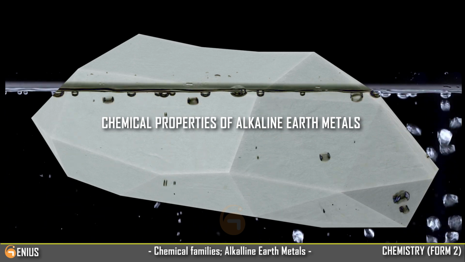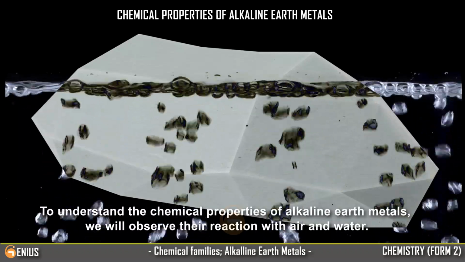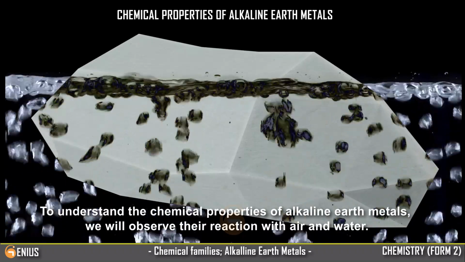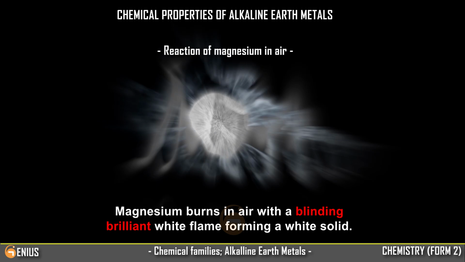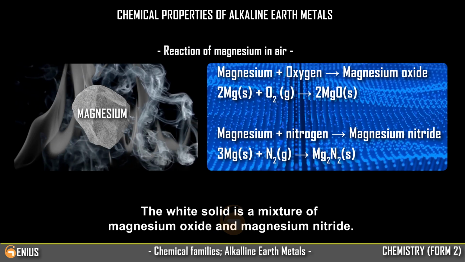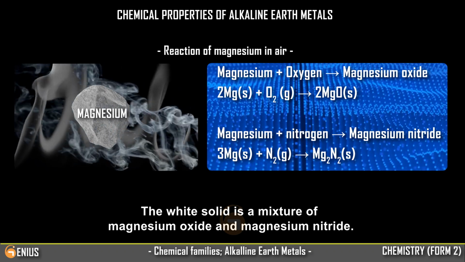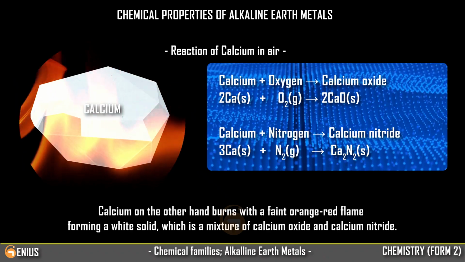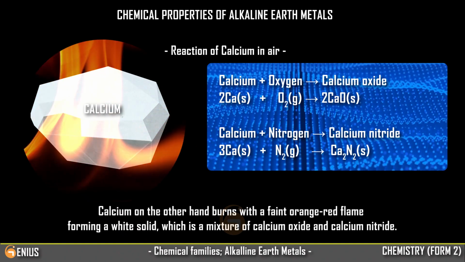Chemical properties of alkaline earth metals. To understand the chemical properties of alkaline earth metals, we will observe their reaction with air and water. Magnesium burns in air with a blinding brilliant white flame, forming a white solid. The white solid is a mixture of magnesium oxide and magnesium nitride. Calcium, on the other hand, burns with a faint orange-red flame, forming a white solid, which is a mixture of calcium oxide and calcium nitride.